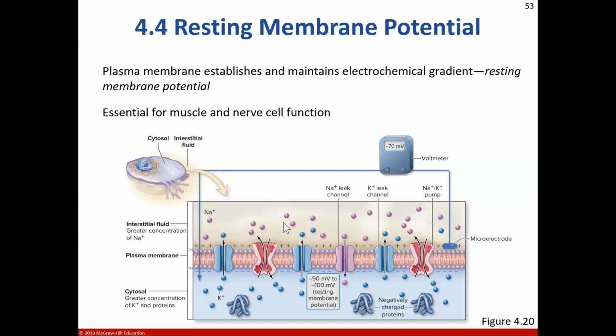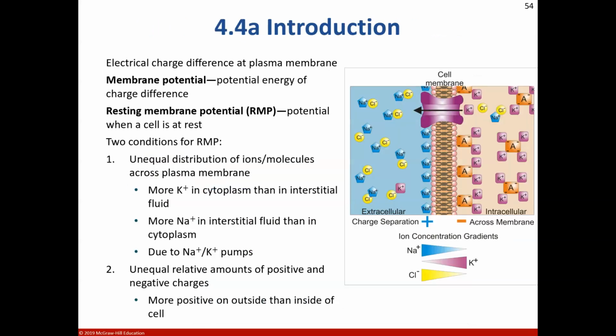This potential is essential for our muscle and nerve functioning. So let's do an introduction first. Our membrane potential is the potential energy of charge difference. And when our cell is at rest, we call this a resting membrane potential. It's the potential when the cell is at rest. Simple as that. And we have two conditions for this resting membrane potential.